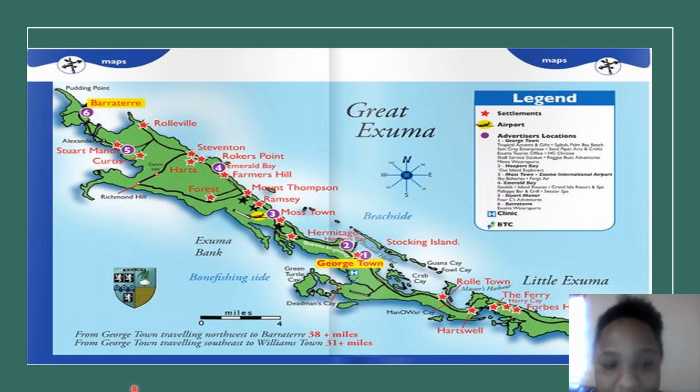Follow along as I point out the 5 major components of a map. Firstly, we have the title, and the title of this map is Great Exuma. So we would know that the map is about Great Exuma. To the bottom of that, we have the compass, which tells the directions. On the side of that, we have the key or the legend.